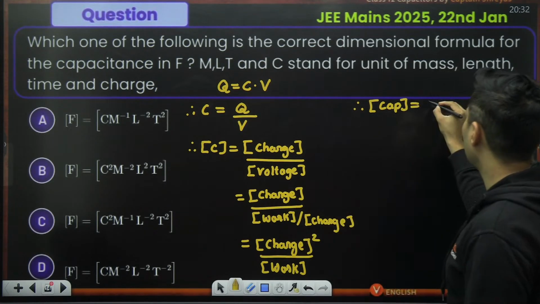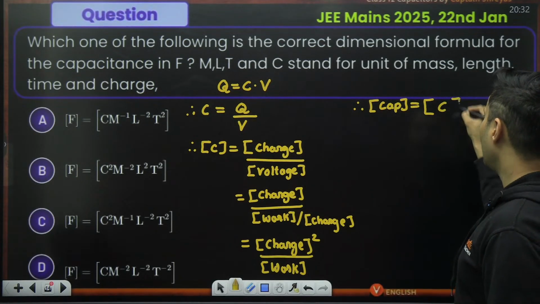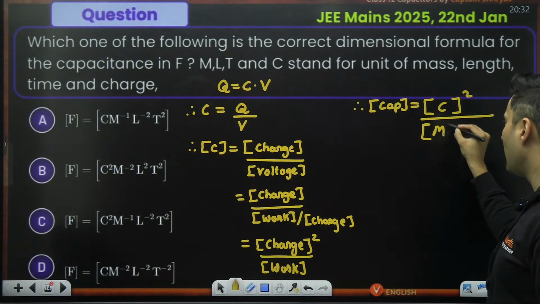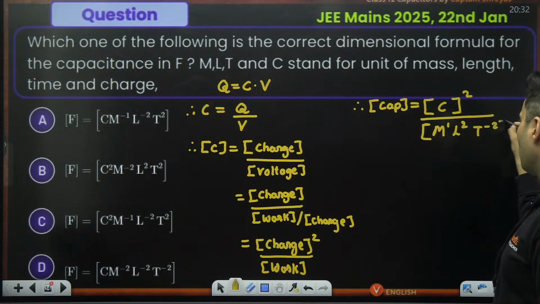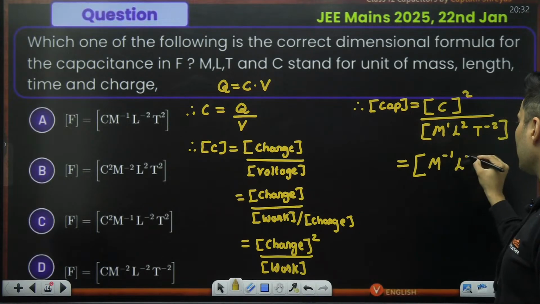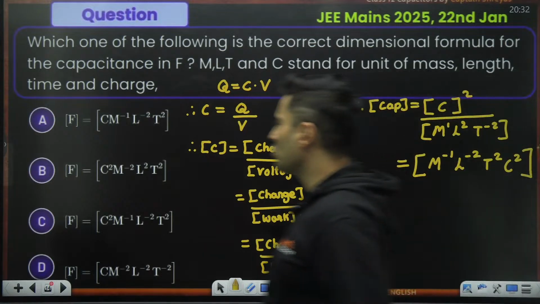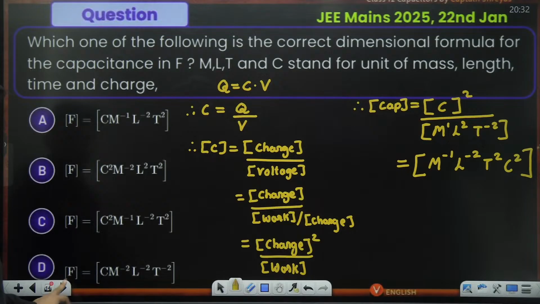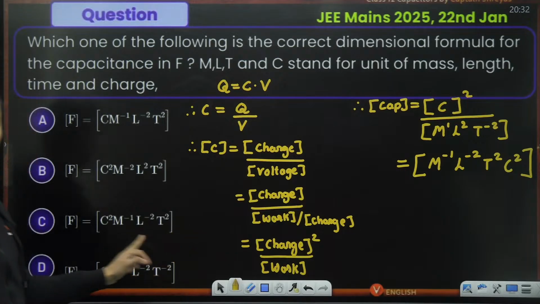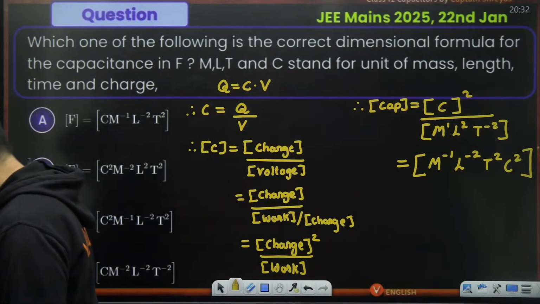So therefore, the dimensions of capacitance will be the dimension of charge. For charge, they are using the symbol C. So it is C raised to 2. And the dimension of work, we know as a standard: it is mass, length raised to 2, T raised to minus 2. Bring this on the top. So this will become M raised to minus 1, L raised to minus 2, T raised to 2, C raised to 2. That is the final answer. M raised to minus 1, C raised to 2, and L raised to minus 2, T raised to 2, which is option C, right over here. C for your Captain Shreyas, right? Very good. Excellent.